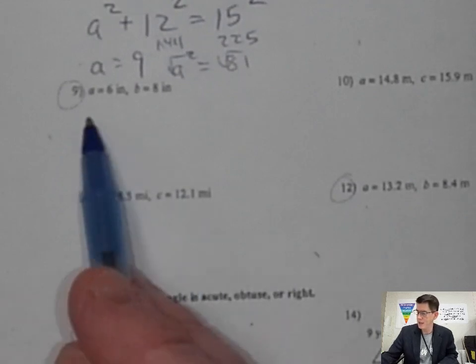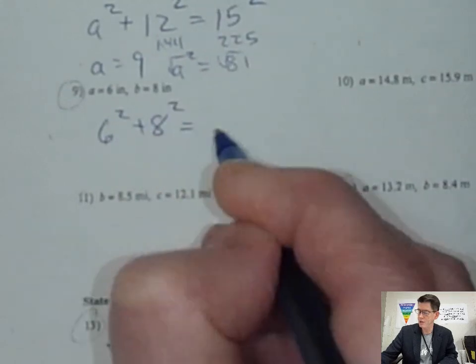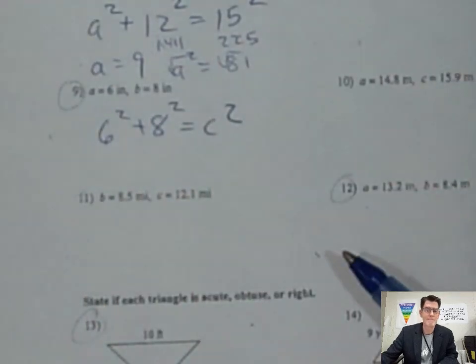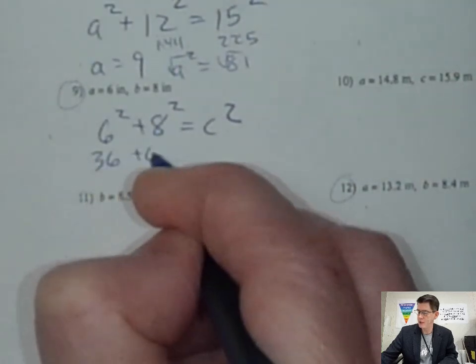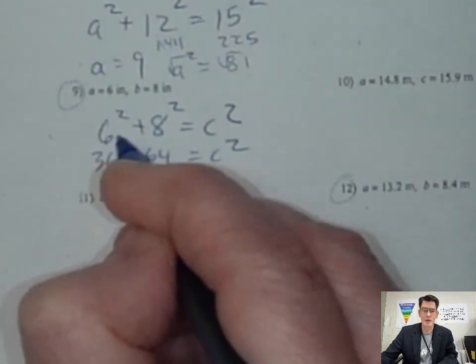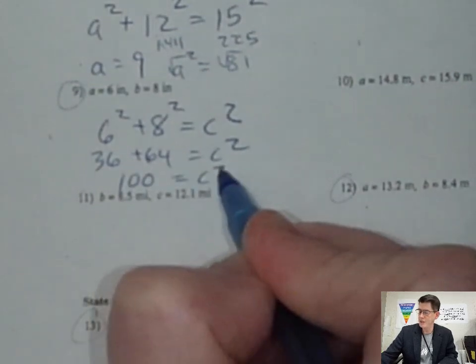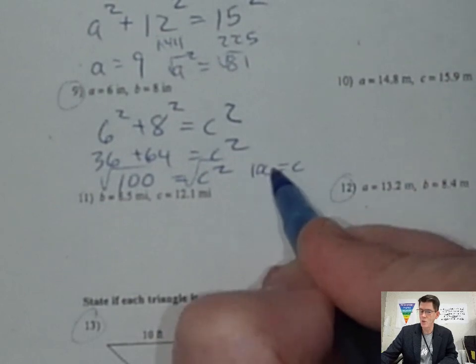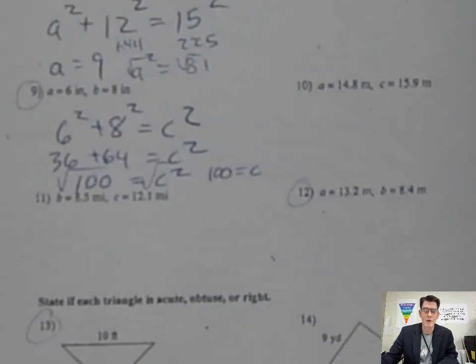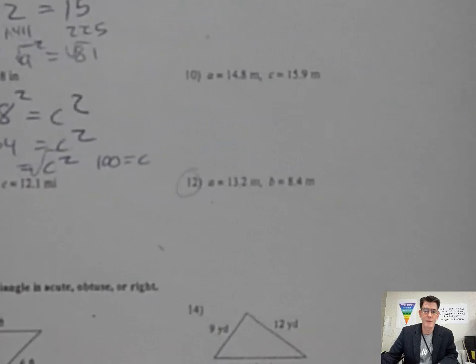On this one, a squared plus b squared equals c squared. So 36 plus 64 is c squared. Have you seen the 3, 4, 5 triangle yet? 100 is c squared, so you take the square root of both sides. C is 10. The hypotenuse there is 10. A lot of 3, 4, 5 triangles here.